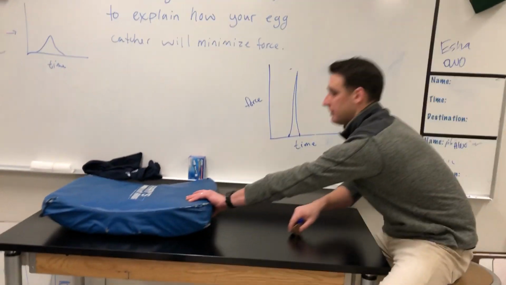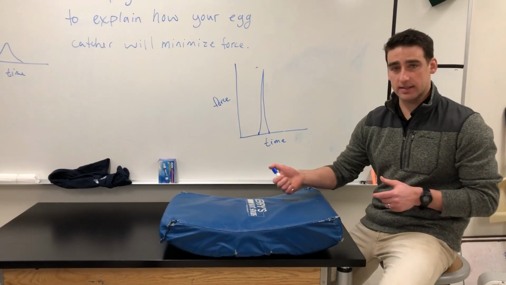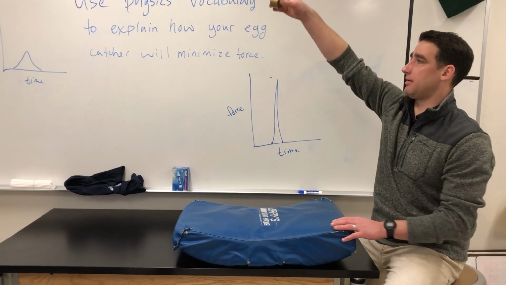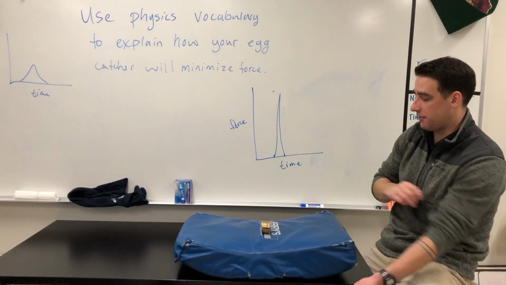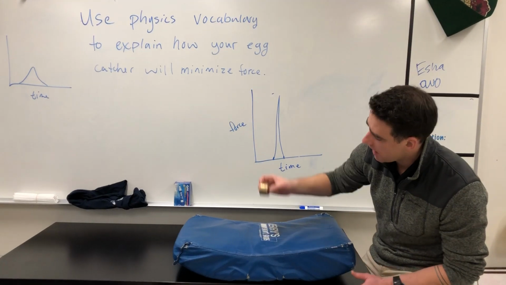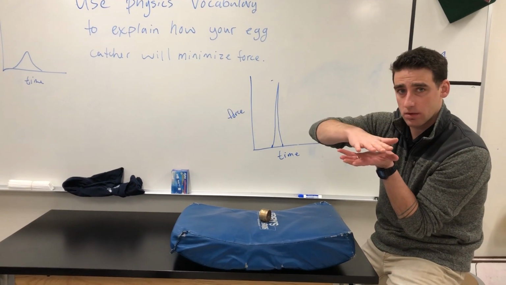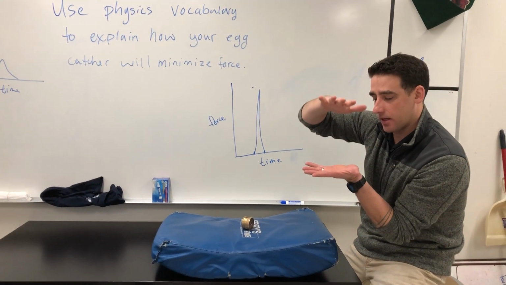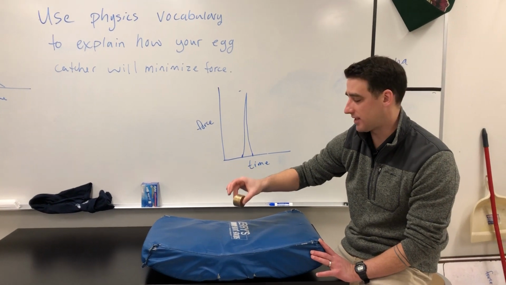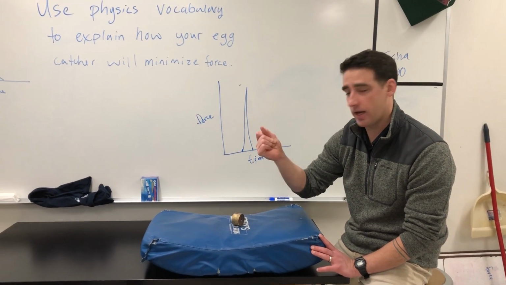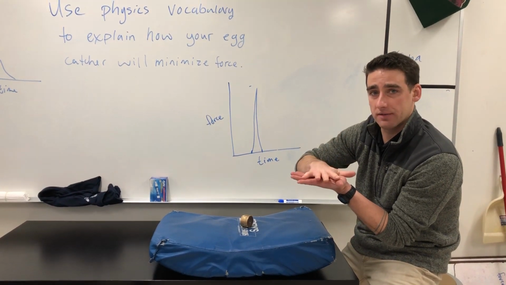Now, what happens when I take a pad and put it there, or in your case, it'll be your egg catcher, and we drop it, it's a lot softer, okay? And if you see what happens, as the weight hits, the pad compresses, okay? And as it compresses, it slows down the weight more gradually. So instead of all that momentum disappearing at once, the momentum disappears over a longer period of time.